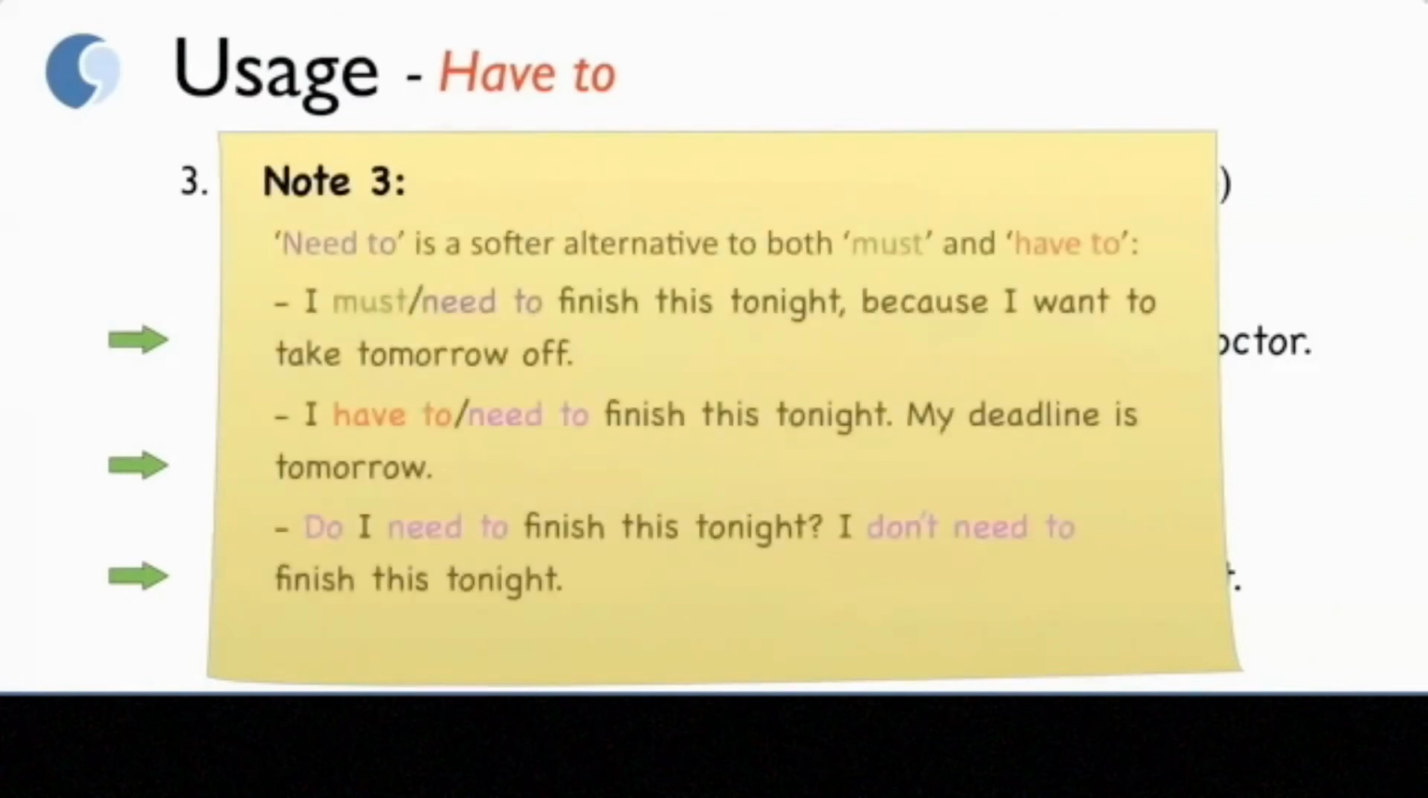Note 3. Need to is a soft alternative to both must and have to. I must or need to finish this tonight because I want to take tomorrow off. I have to or need to finish this tonight. My deadline is tomorrow. Do I need to finish this tonight? I don't need to finish this tonight.